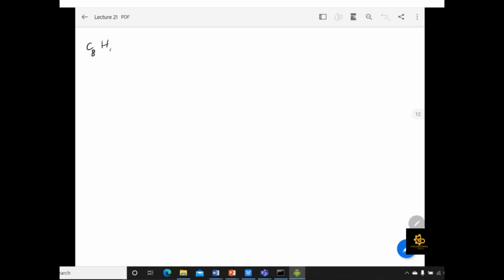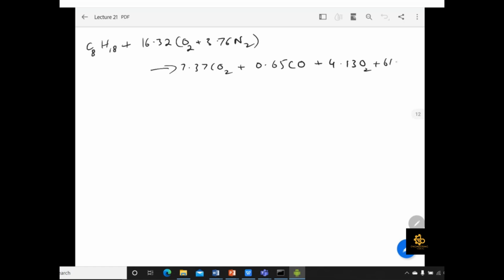Okay, so by dividing by 1.36, I get the equation which is C8H18 plus 16.32 O2 plus 3.76 N2, and on the product side we have 7.37 CO2 plus 0.65 carbon monoxide plus 4.13 O2 plus 61.38 N2 and plus 9 H2. Okay, so now from here, our first part is to find the air fuel ratio. Air fuel ratio basically is the mass of air over mass of fuel.